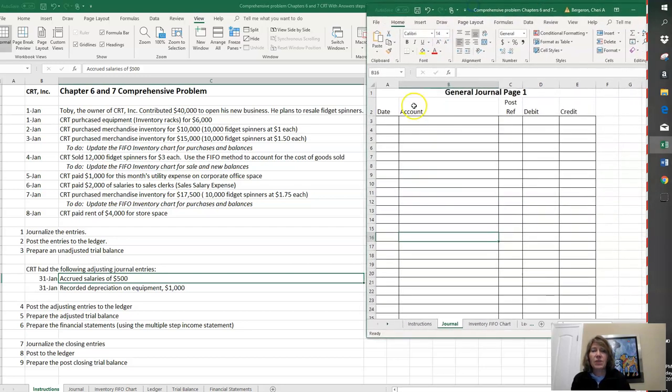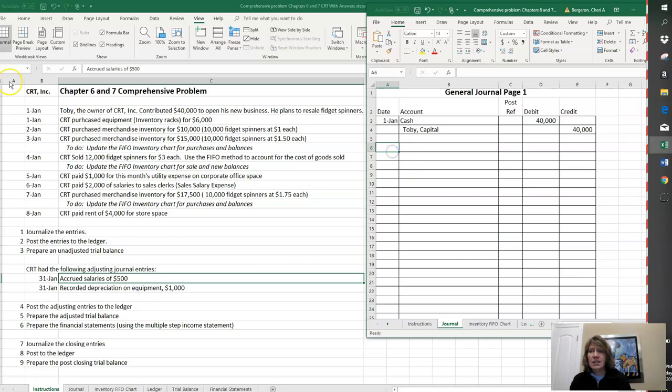Just makes it easier. All right, so the first one, January 1. It says that Toby, the owner of CRT, contributed $40,000 to open his new business. He plans to resell fidget spinners. Anytime an owner puts personal money into the business, cash increases. And Toby's capital increases because he put personal money into his business. So cash goes up with the debit and capital goes up with the credit.